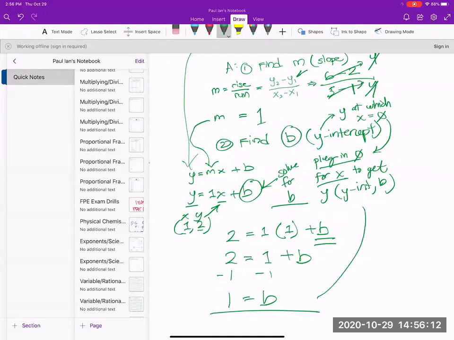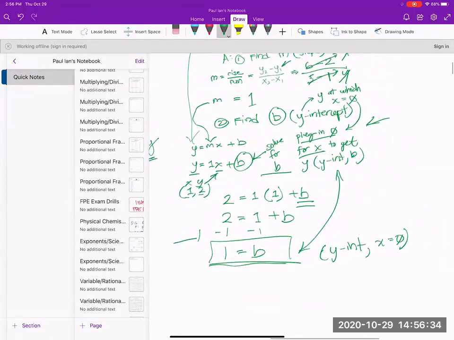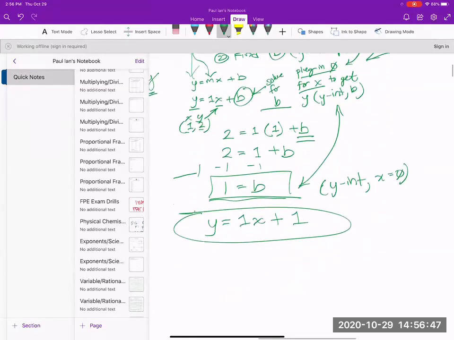So to relate it back to what we just said here: this is the math, this is the terminology. This is the b, the y-intercept. And your x here has to be 0. Let me just show you what I mean. So now that you have b, the equation of your line now is y equals 1x plus b, which is 1, right? So this is your equation of your line. Now let's actually graph it.